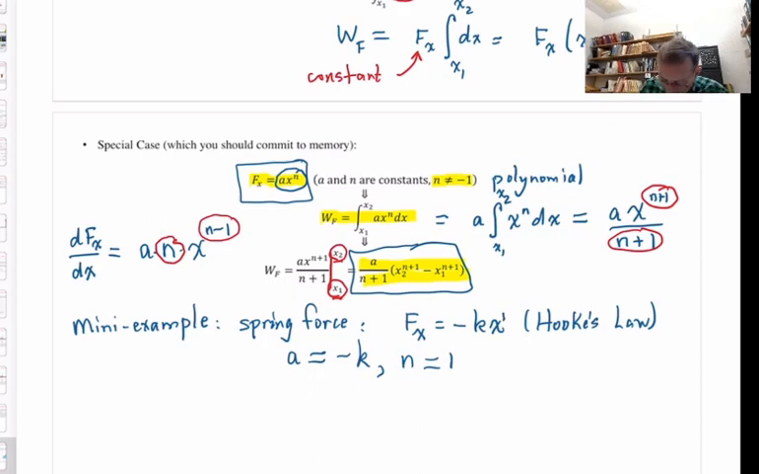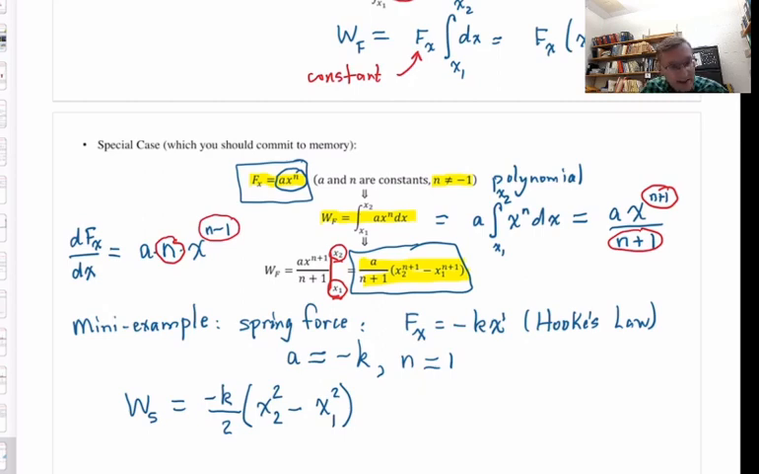So now let's get the work done by the spring force by applying my generic formula for the work there in the boxed equation in the middle. A over n plus 1 times x2 to the n plus 1 minus x1 to the n plus 1. So a, negative k, over n plus 1. Well, n is 1. 1 plus 1 is 2. So negative k over 2, parentheses, x2 to the n plus 1, but n is 1, and 1 plus 1 is 2. So x2 squared, x final squared, minus x1 squared, x initial squared.